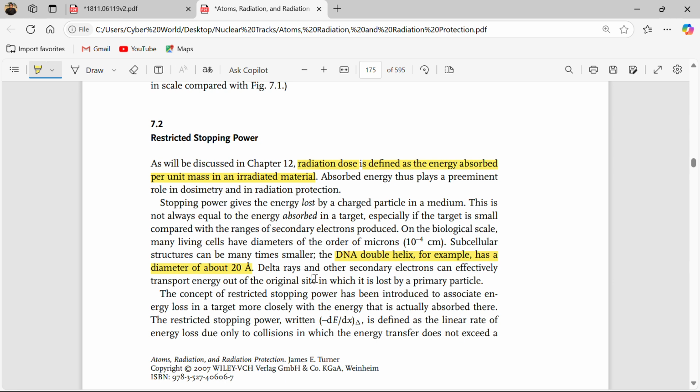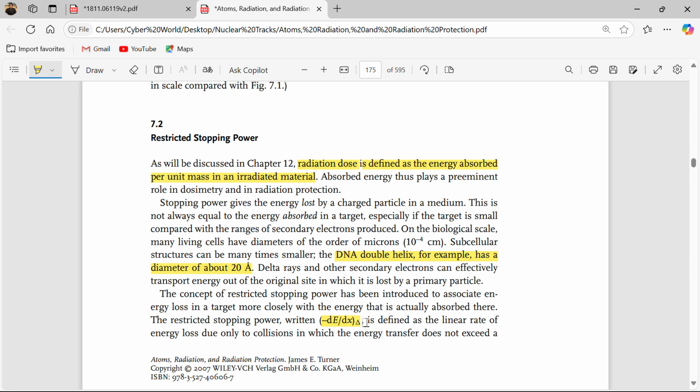So the concept of restricted stopping power has been introduced to associate energy loss in a target more closely with the energy that is actually absorbed there. Understood? This process is basically the restricted stopping power. And the restricted stopping power, as I mentioned before, is denoted by minus dE by dx, because there is a rate of loss of energy with respect to distance, with a delta sign for the restricted stopping power.